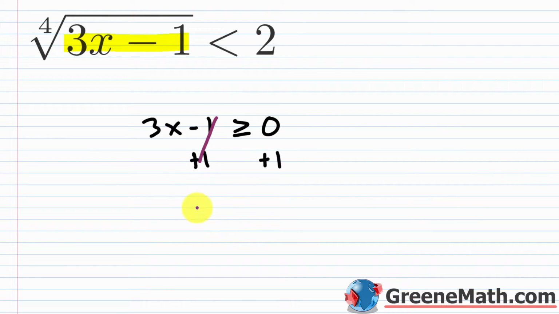Let's cancel this away. Let's say that we have 3x is greater than or equal to 1. Let's divide both sides of the inequality by 3. Let's cancel this away. And so x needs to be greater than or equal to 1/3. So if we get something less than 1/3, we have to reject that. So let's go ahead and put this over here.